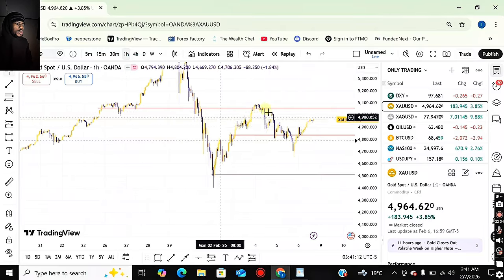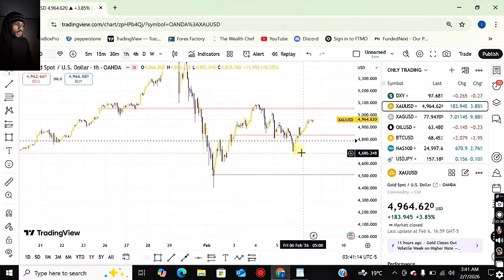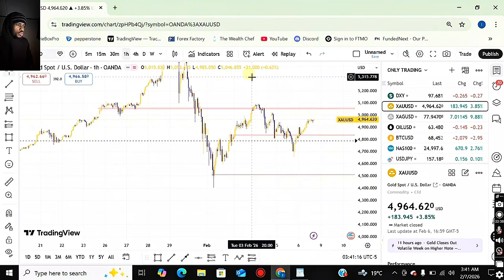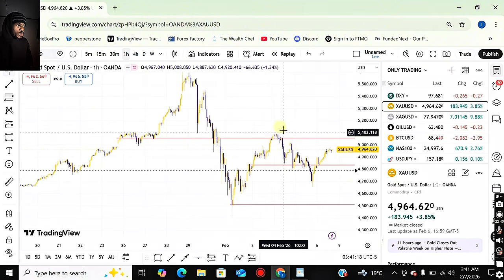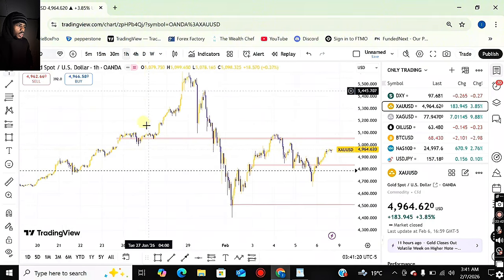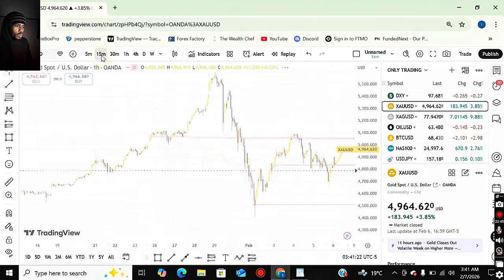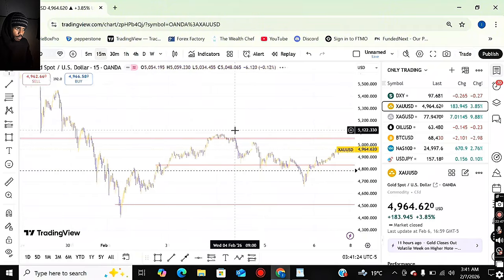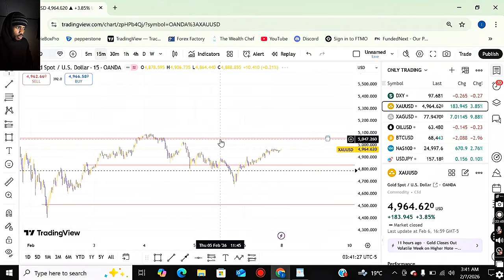It gives you all types of mixed signals, looking like it's in a downtrend, but now it looks like it's going up. They're showing you a downtrend, but at the same time, this could be showing something else, you know what I said? It ain't really clear. Now let me go smaller. 15 minutes. Look at that. What? Confused. Don't know what you're looking at.